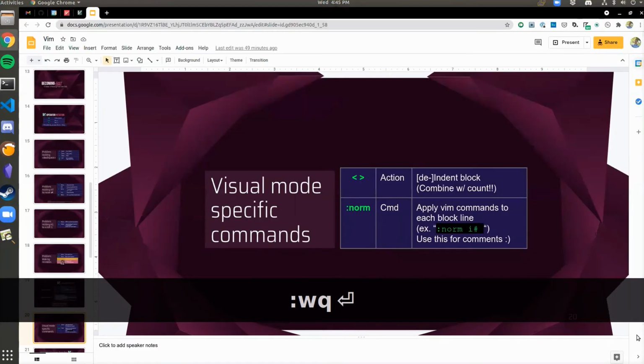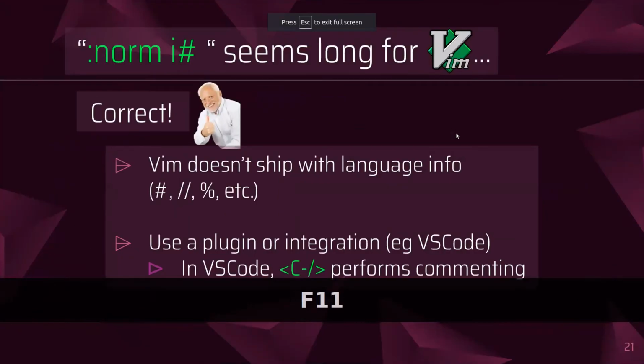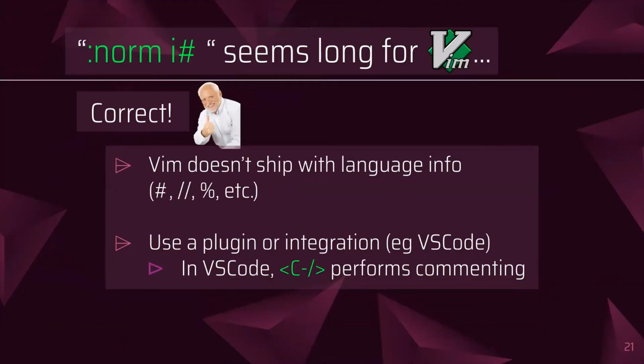So if you're an astute observer, you might remember that earlier I was railing against having to type in long commands. And you would be correct. Norm is very long for Vim. It really doesn't seem like you should have to be typing in like 6 characters to comment and uncomment lines.